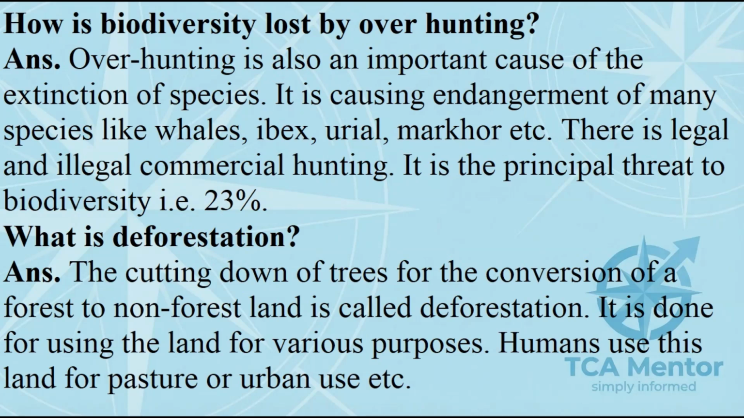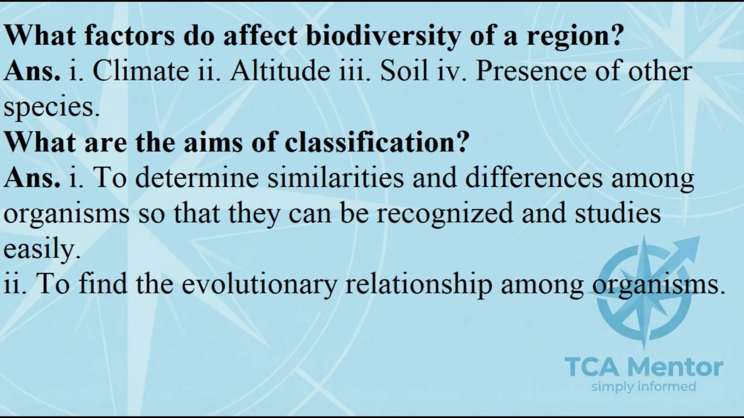What is deforestation? ANS. The cutting down of trees for the conversion of a forest to non-forest land is called deforestation. It is done for using the land for various purposes. Humans use this land for pasture or urban use, etc. What factors affect biodiversity of a region? ANS. 1. Climate 2. Altitude 3. Soil 4. Presence of other species.